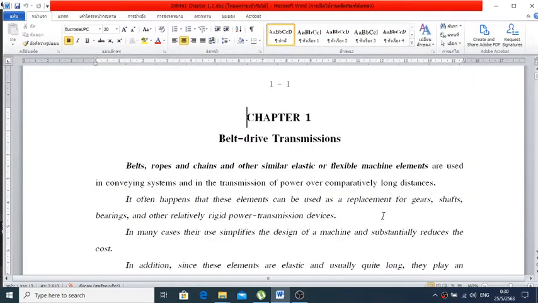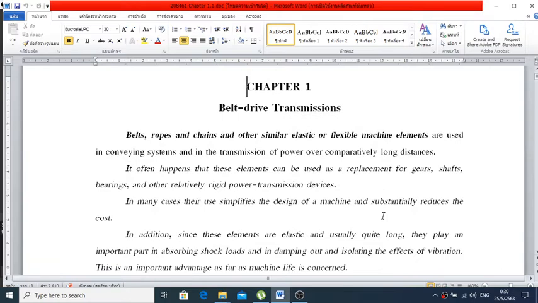Hi again. Today we're going to have a lecture on chapter one, belt drive transmissions. This is going to be the content for the final examination that we're going to set. So let's go for it.